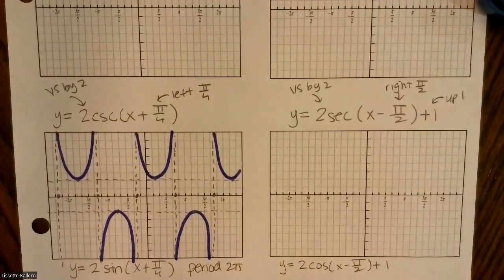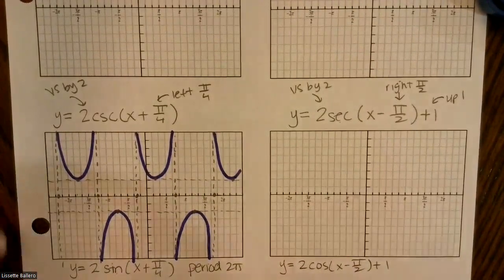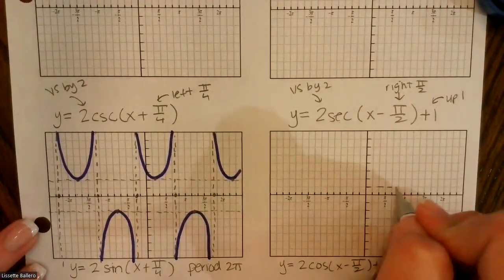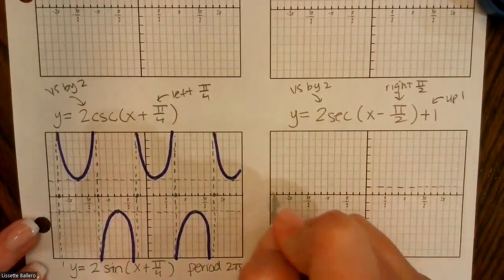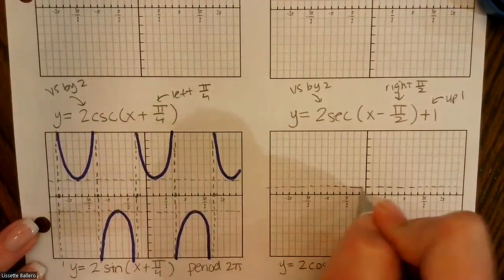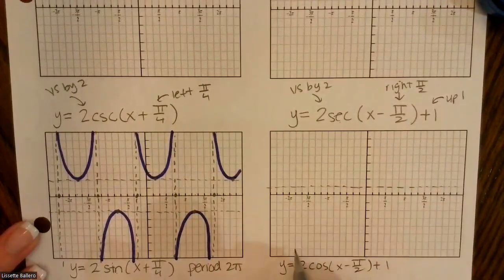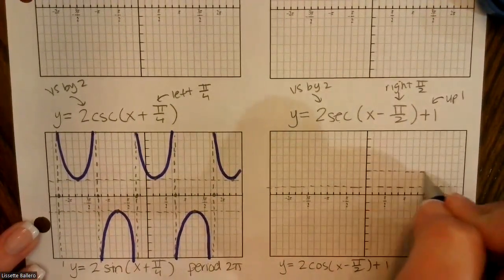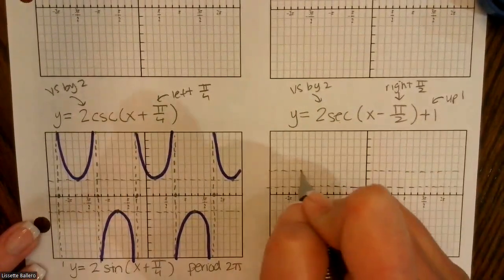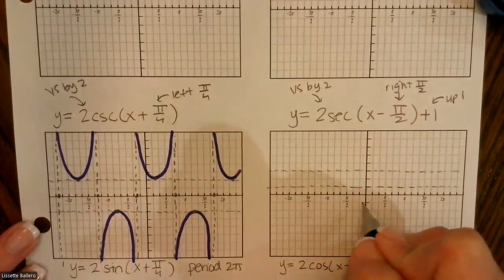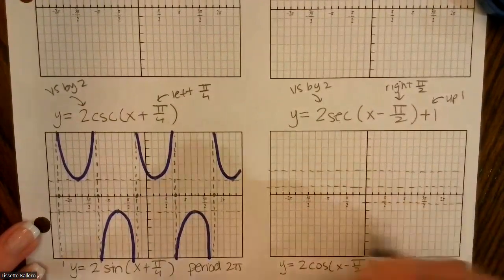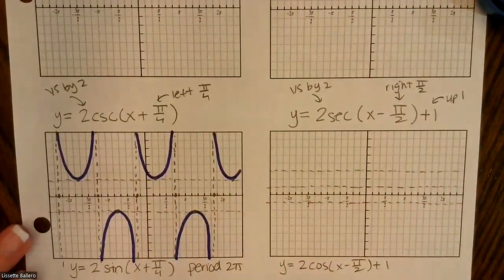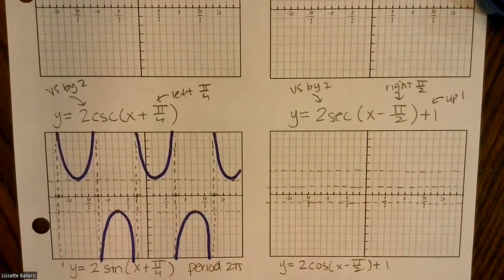So I start by sketching that graph right there. This one went up 1 unit. So our new middle section is going to be right here instead of on the x-axis because we've moved the entire graph up 1 unit. Its amplitude is 2, so I know it's going to go up 2 from there. So that's going to be at 3, and it's going to go down 2, so that's going to be at -1. That's where my high and low points are going to be for that cosine curve.